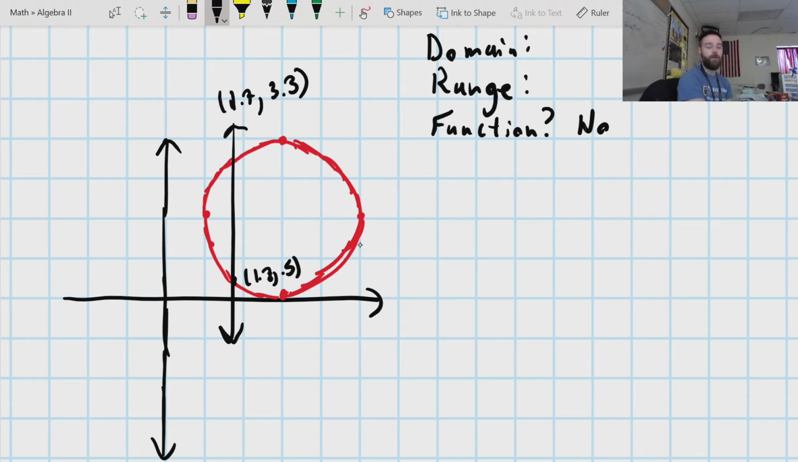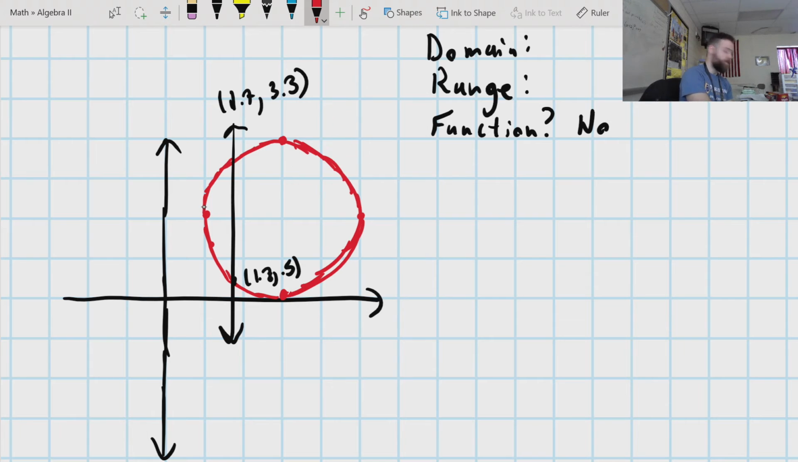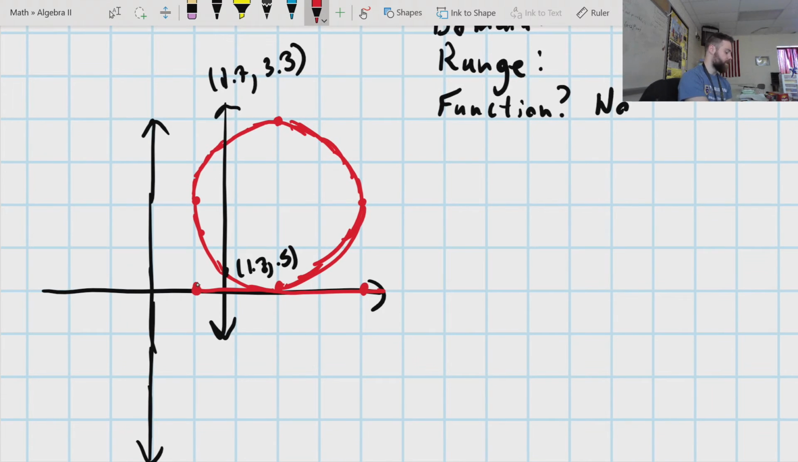But we can still find its domain and range, so we're going to do that. If I project this onto the x-axis, I'm going to go down from this point. That is 1 all the way to 5. That's not 1.7, that is 1, we're good. So that's 1 to 5, okay?